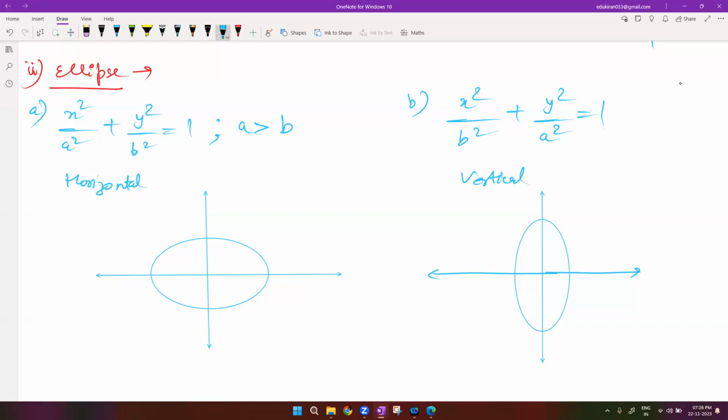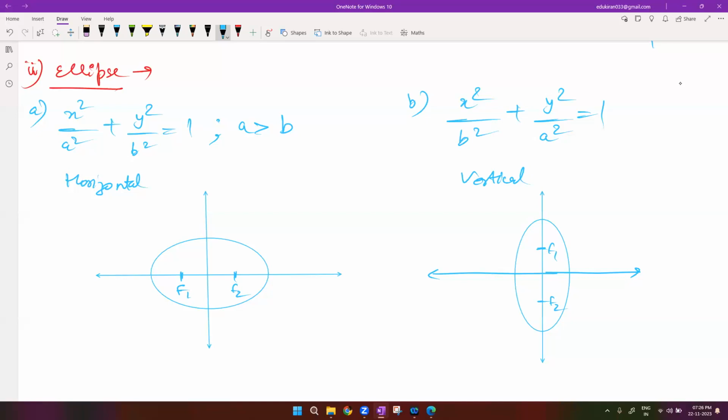What is the difference between horizontal and vertical? First of all, what is an ellipse? An ellipse will contain 2 foci. Let's say this is F1 and this is F2, and this is also F1 and this is F2. Hear me out first of all. Let's think practically before going to the theoretical definition of an ellipse.